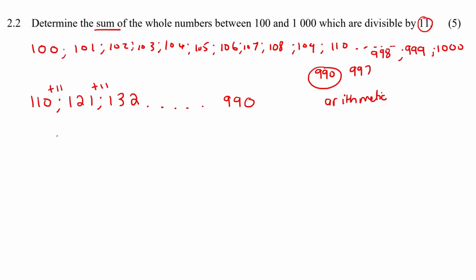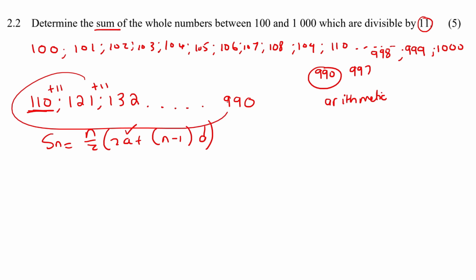Now we know how to calculate the sum of an arithmetic pattern. It goes like this. Now we know what a is. a is term 1. You don't use this a. We are talking about this sequence. So this is a. d is 11. And we know the difference. We don't know the number of terms.